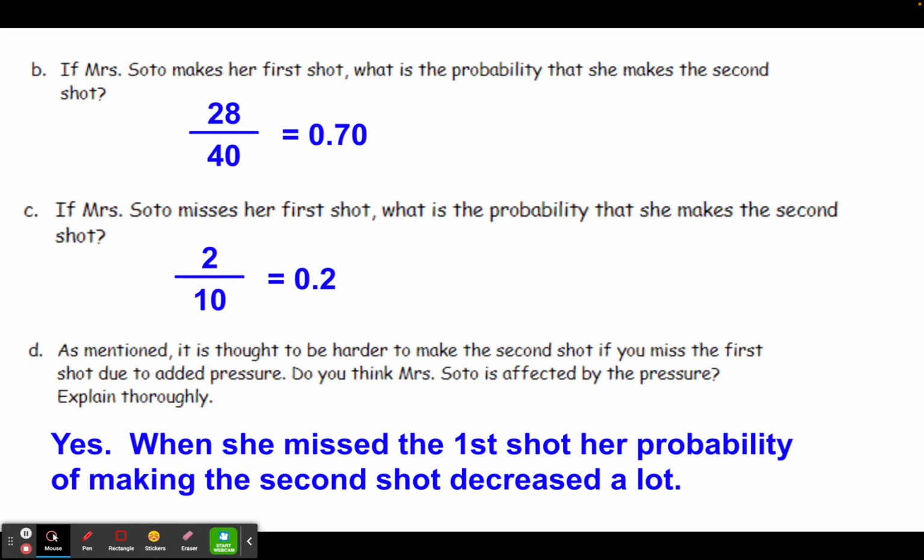So notice when we look at these conditional probabilities, it kind of shows that when I made the first shot, my chance of making the second one went up to 70%. If I missed the first shot, my probability of making the second one went down to 20%. So there definitely is a difference between those probabilities based on what happened with the first shot.